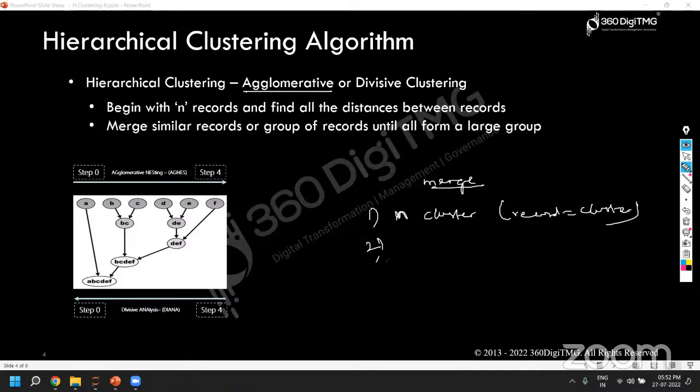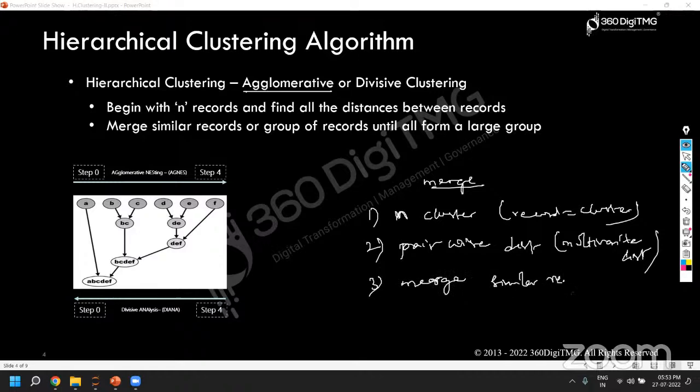From here, we will try and do pairwise distances. Pairwise distances, we call it multivariate distance. We'll measure multivariate distances. And we are going to merge the most similar records. Whatever is the pair of records which are closest, we merge them to create a cluster.